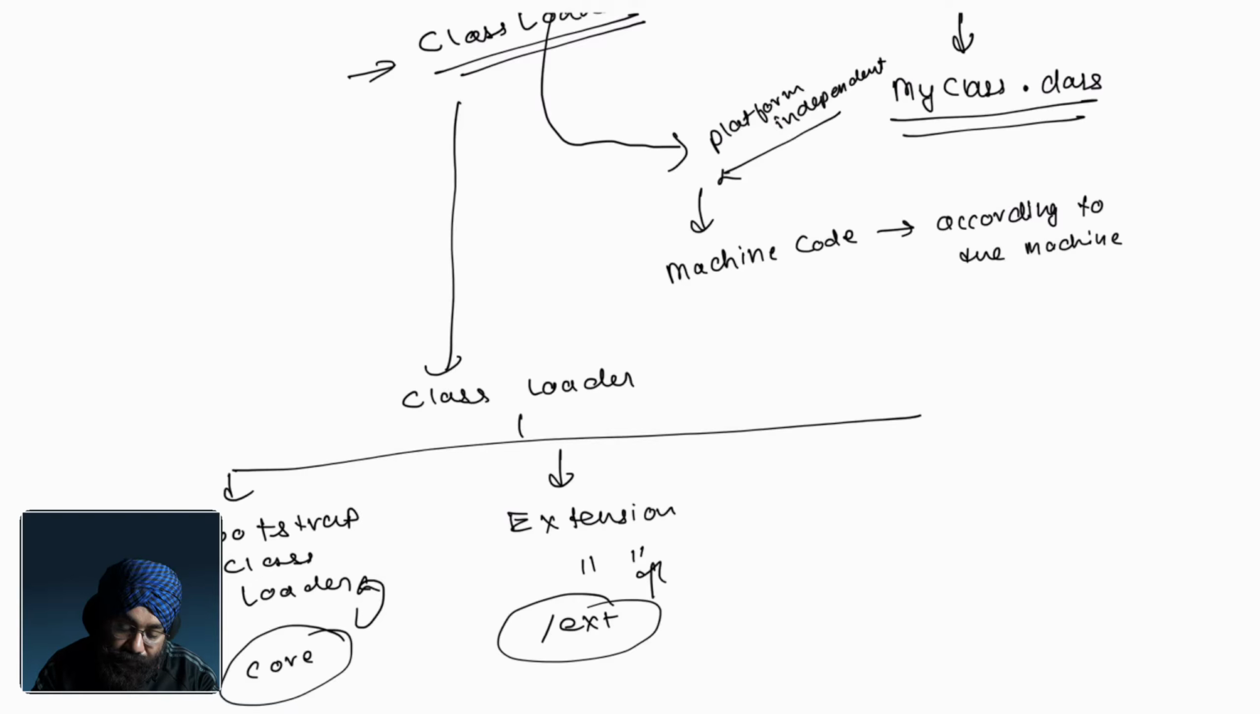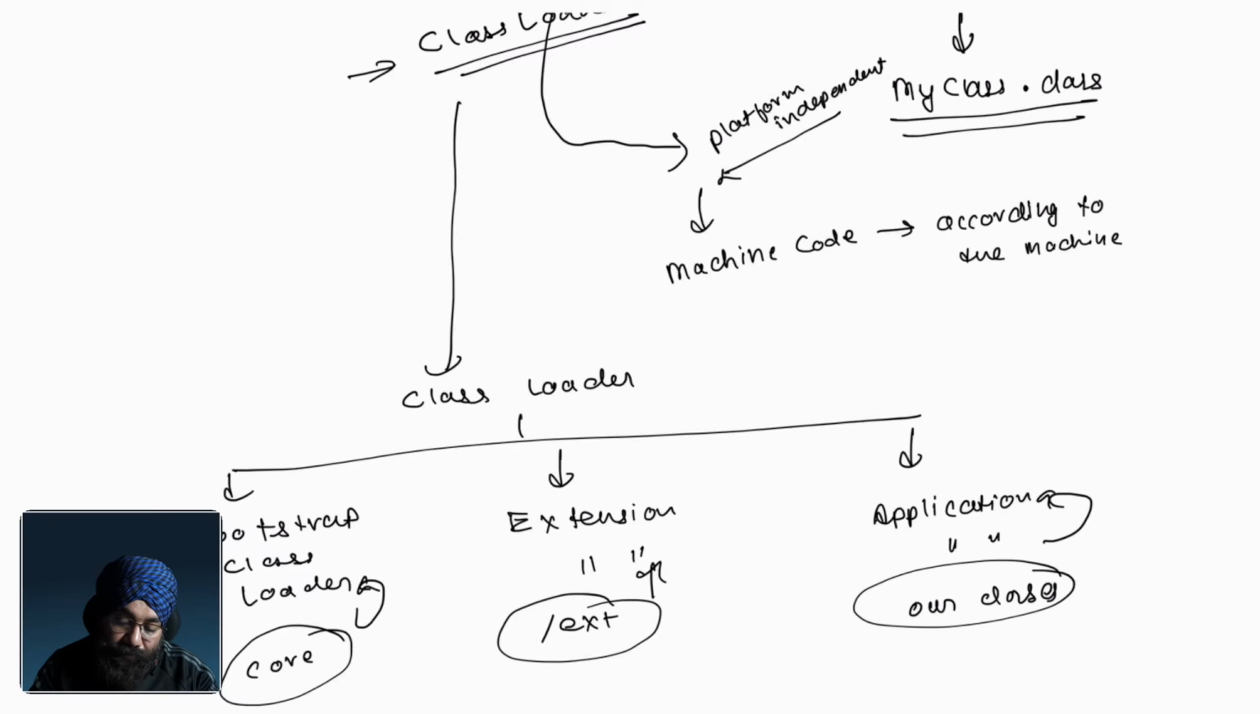And then there is the application class loader. It will load classes of the programs that you have written. If you have written a runnable jar, as we saw in the previous chapter, it will load all the classes inside that runnable jar. If you have written a simple Java class, it will load that Java class into the memory. So these are the three types of class loaders.